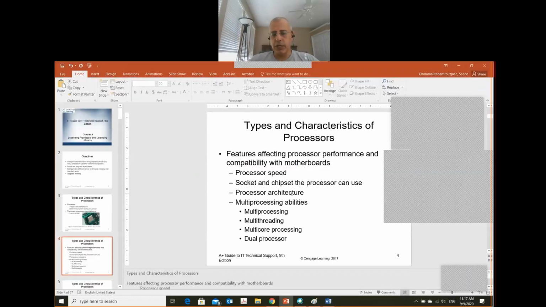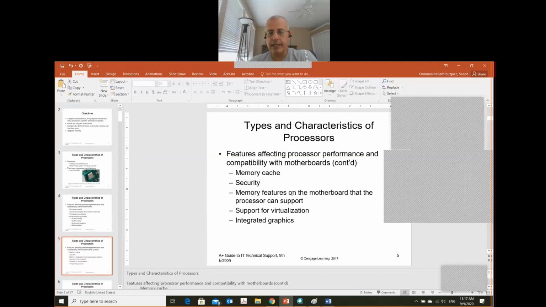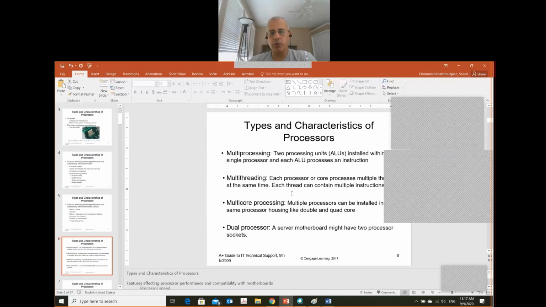So in terms of architecture, we have these two types, and we have multiprocessing abilities, which can be divided into these categories: multiprocessing, multithreading, multicore processing, and dual processor. We're going to discuss these four types of multiprocessing abilities a little further in the next slides. The other characteristics of a processor are features affecting processor performance, like memory cache, security, memory features, support for virtualization, and integrated graphics.